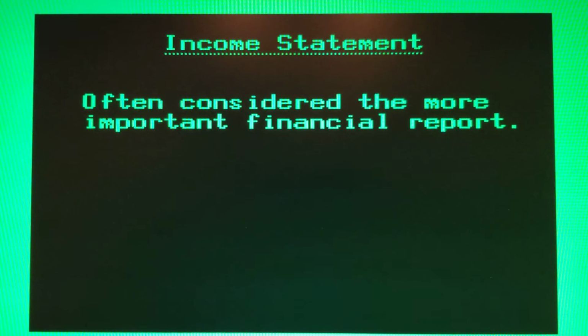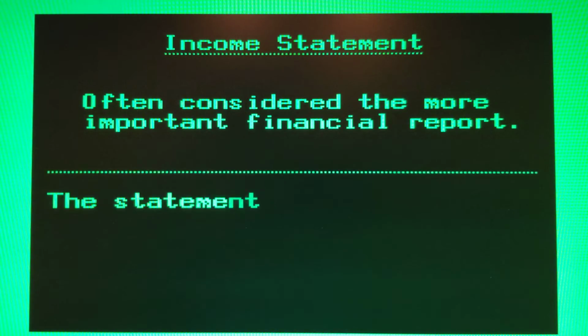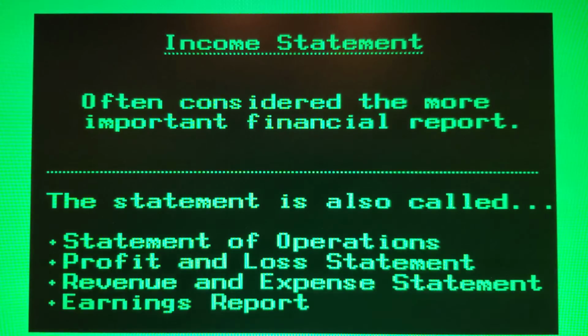In boom times especially, the income statement is considered the more important financial report, since even a small or weak company will become big and strong if it shows substantial and consistent income. The income statement is also sometimes called Statement of Operations, Profit and Loss Statement, or P&L, Revenue and Expense Statement, or Earnings Report. Be sure to use such a title, as well as the period and the name of the firm, as a heading for the report.